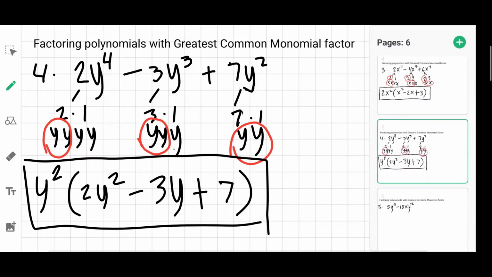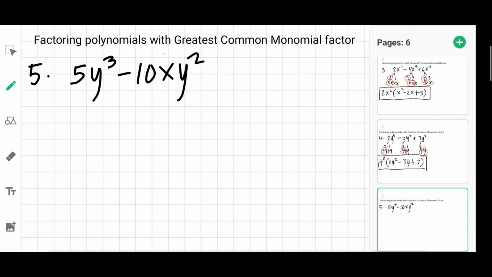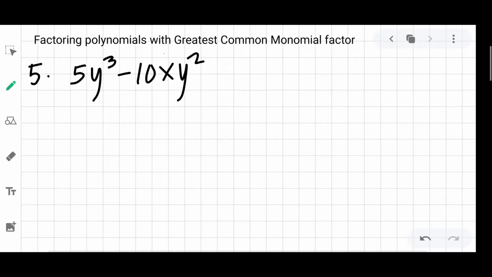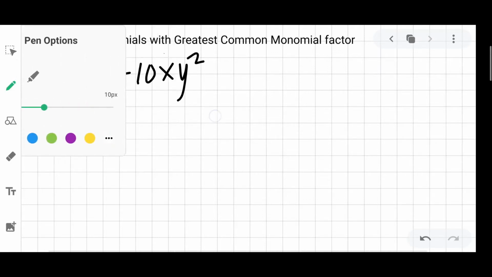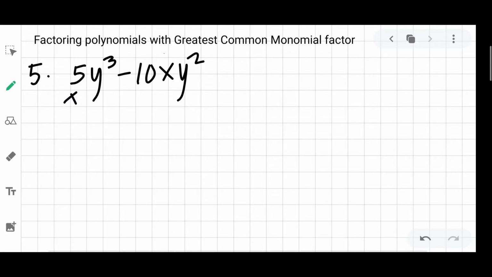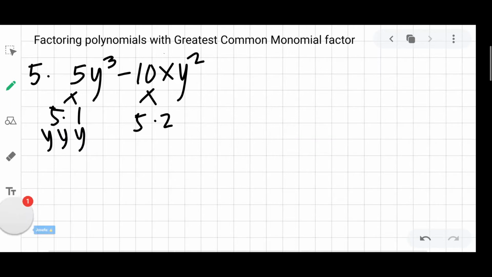So for our last example, for the factoring polynomials with greatest common monomial factor, we have 5y cubed minus 10xy squared. So first, let's get the factors of 5 and 10. We have 5 times 1. This one is 5 times 2. We have 3 y's for 5y cubed. We have x and 2 y's. So let's encircle the common monomial factor.